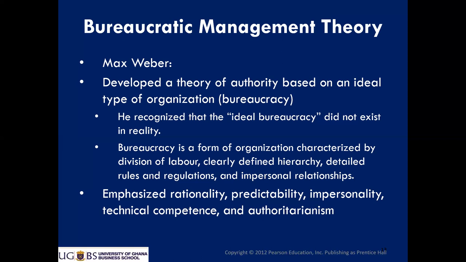Now, an ideal bureaucracy did not exist in reality. However, bureaucracy is a form of organization characterized by the division of labor, clearly defined hierarchy, and detailed rules, right? So we cannot have something that is ideal, but we can use some characteristics to say that if we see these signs, then that is a bureaucratic organization. As we go through this, I will ask you to give some examples of organizations that you think are kind of bureaucratic. Then we also emphasize rationality, predictability, impersonality, technical competence, and authoritarianism.